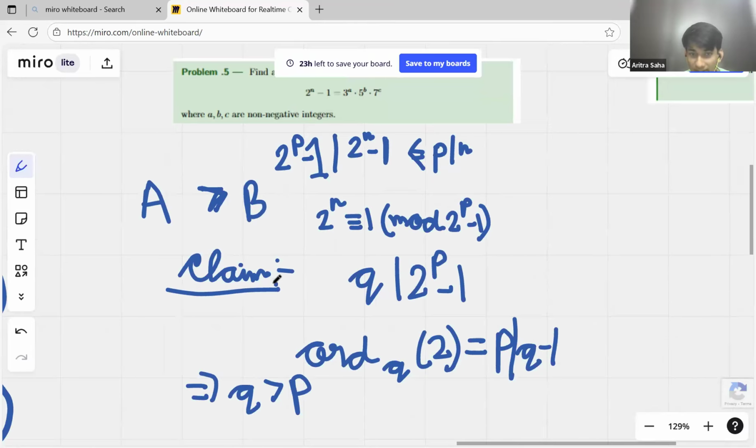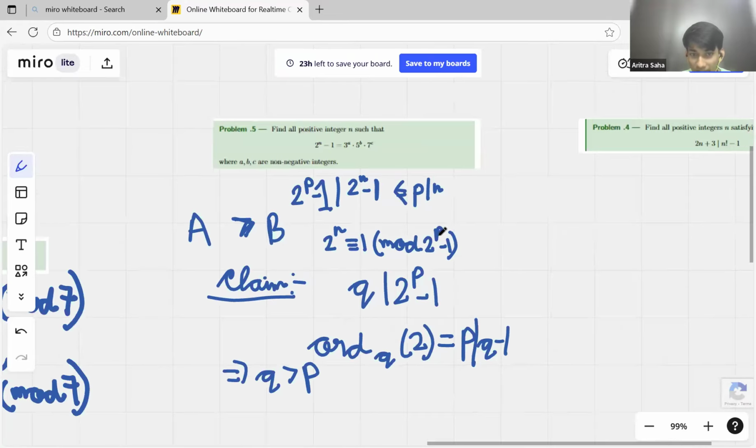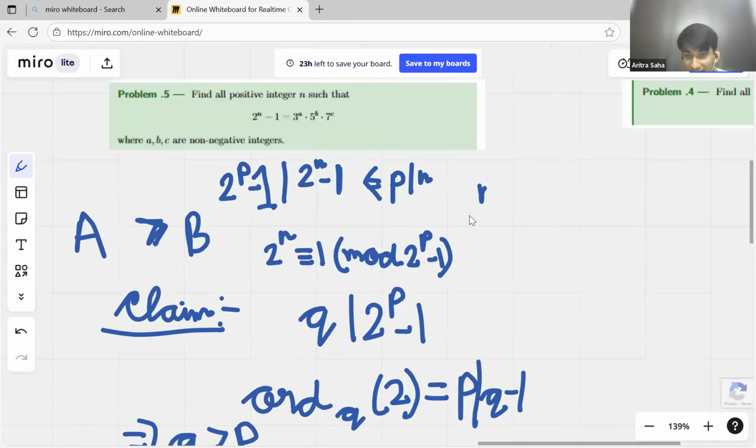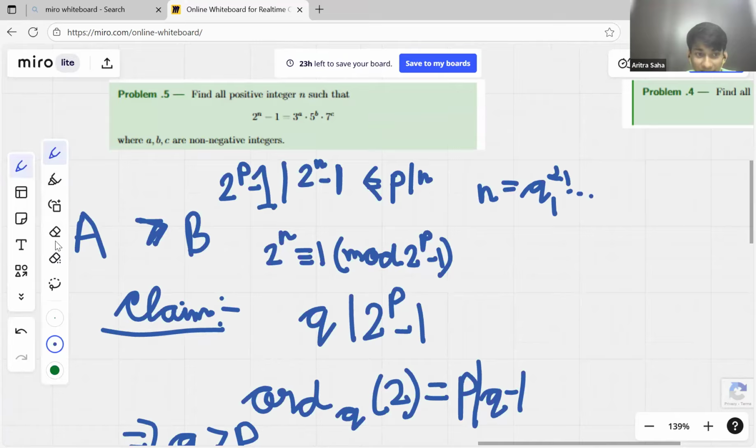If you take the largest prime divisor on this side and the largest prime divisor on that side, we will have Q greater than P. That means A greater than B. So now we know that if n is some q1 to the power alpha 1 and so on, the prime divisors can't be like 7, 11, those type of things, because then the largest prime divisor of 2 to the n minus 1 would also have prime divisors more than it. So basically, n is composed of only 2 primes, or not 2 primes, right?